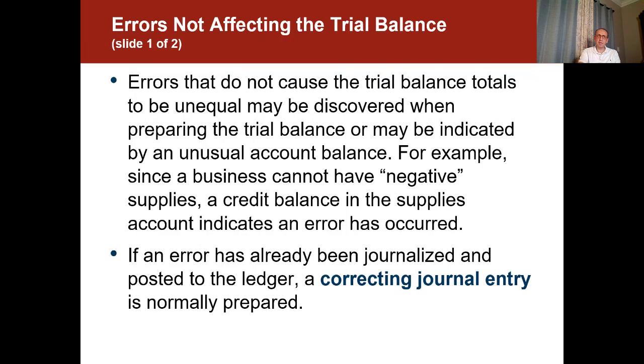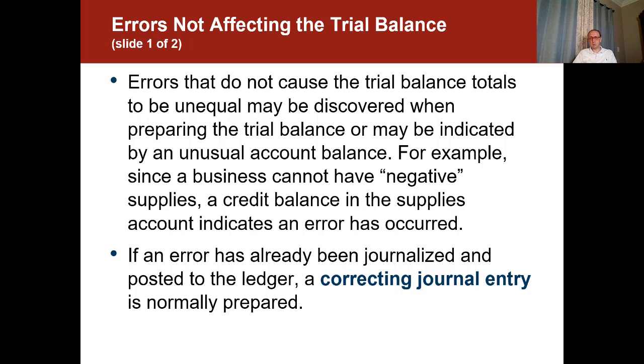There are some errors that are hard to detect on the trial balance, and we call these errors not affecting the trial balance. Errors that do not cause the trial balance totals to be unequal may be discovered when preparing the trial balance, or may be indicated by an unusual account balance. For example, since a business cannot have negative supplies, a credit balance in the supplies account indicates an error has occurred. So these are errors that we can discover by reviewing the trial balance, even though they might not affect the debit and credit equality.